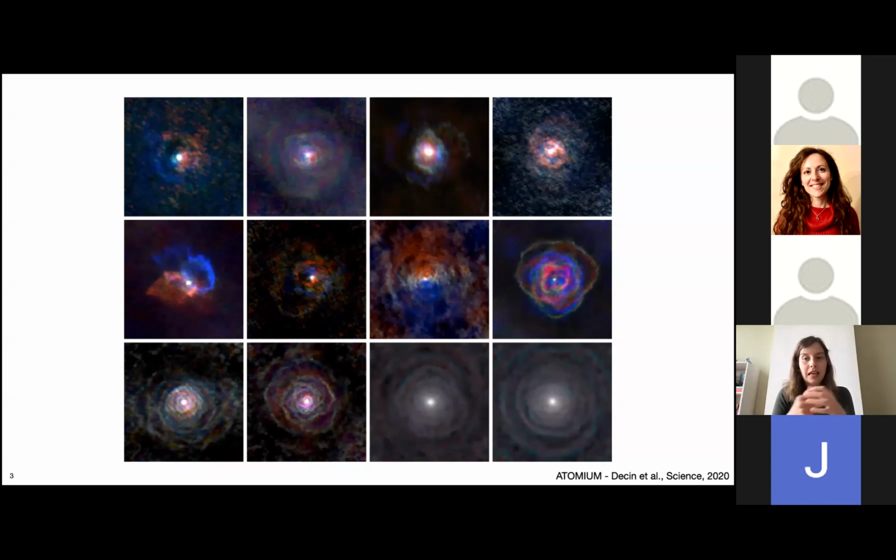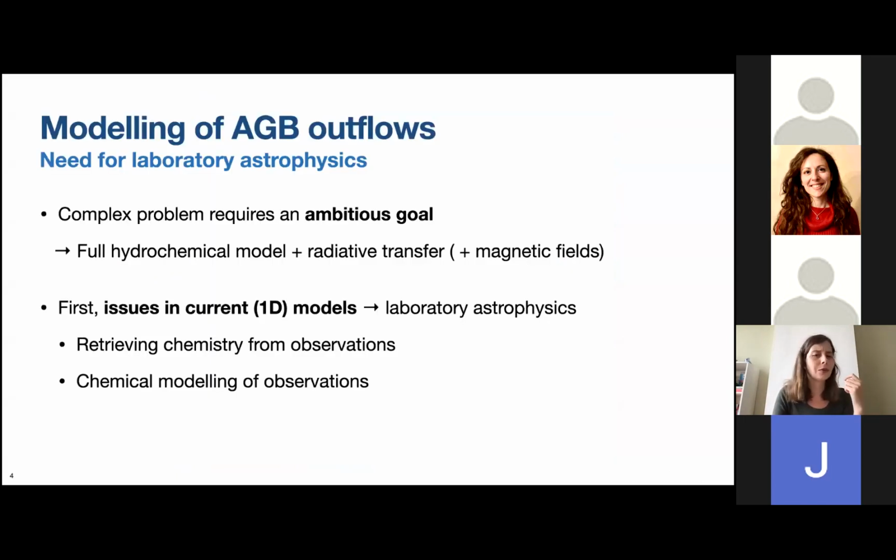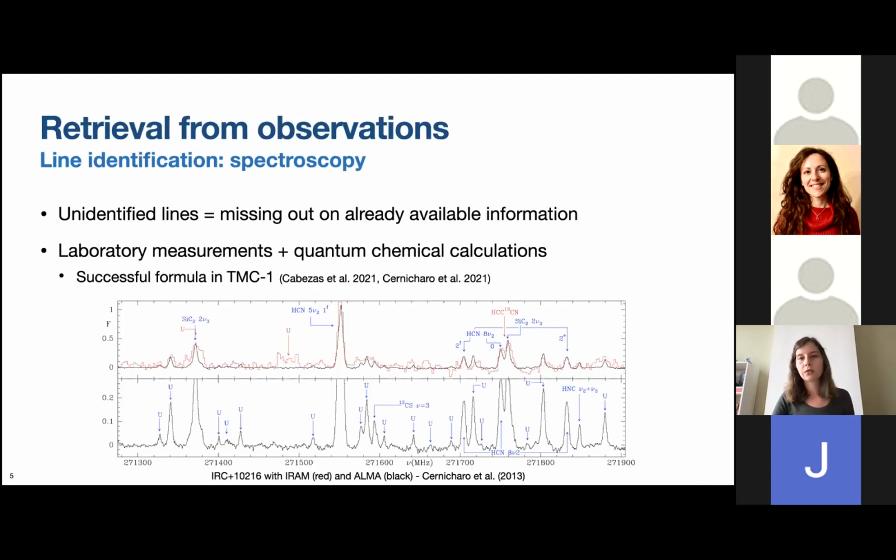So it's definitely a complex and connected problem, and such a complex problem requires an ambitious goal. In an ideal world, I would like to have a full hydrochemical model and couple it with radiative transfer, and we can throw in some magnetic fields for the aficionados as well. But before we can get there, we need to solve the issues we have in our current, mostly one-dimensional chemical models. And for that, we need laboratory astrophysics. Lab astrophysics will help us with retrieving chemistry from the observations, as well as with the chemical modeling of the observations. Let's start with retrieval from observations.